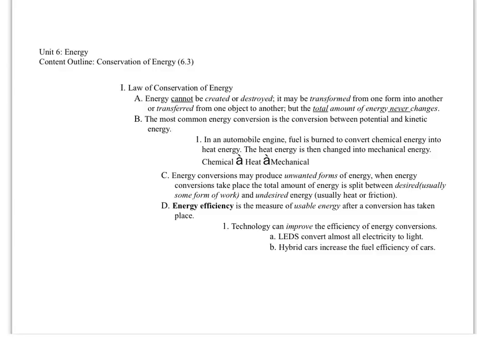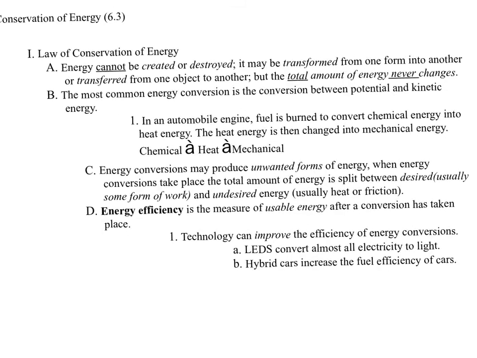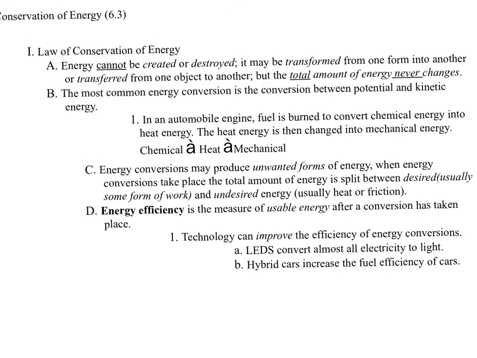Okay, so this brings us to 6.3, and in 6.3 we want to look at the law of conservation of energy, which says that energy cannot be created or destroyed. It can only be transferred. So it cannot be created or destroyed, but it can be transferred from one form to another. So the total amount of energy never changes. It only changes forms. And we saw this when we did our roller coaster lab.